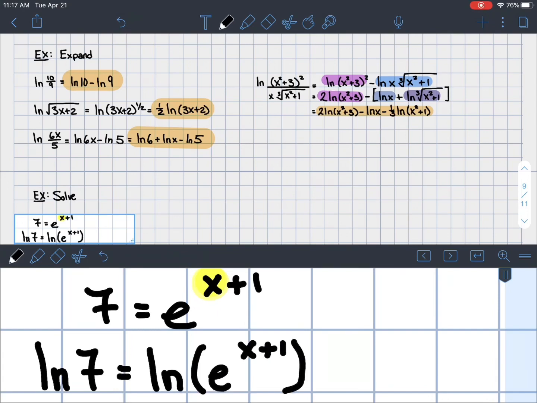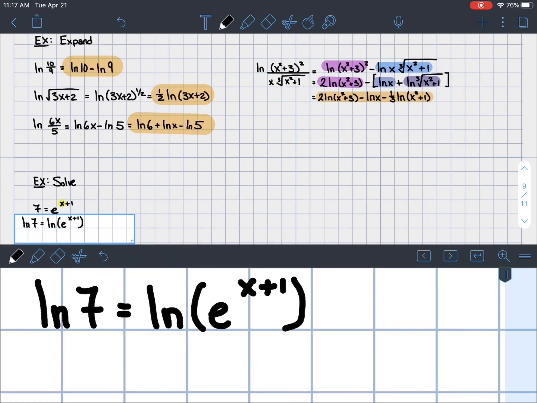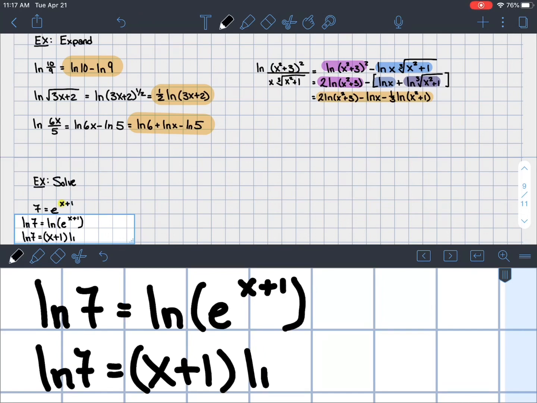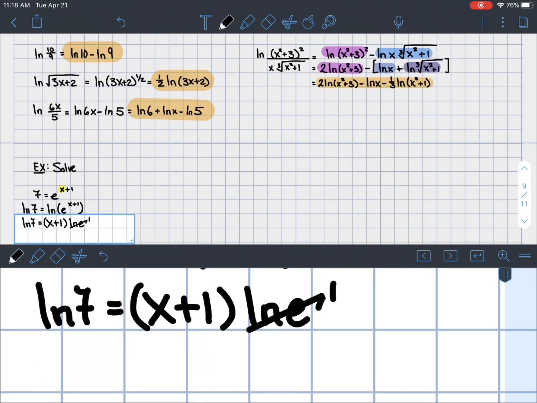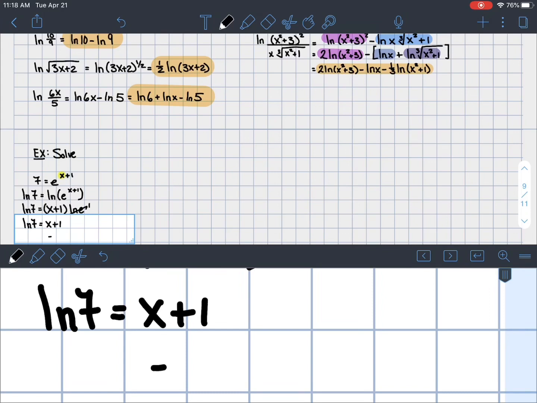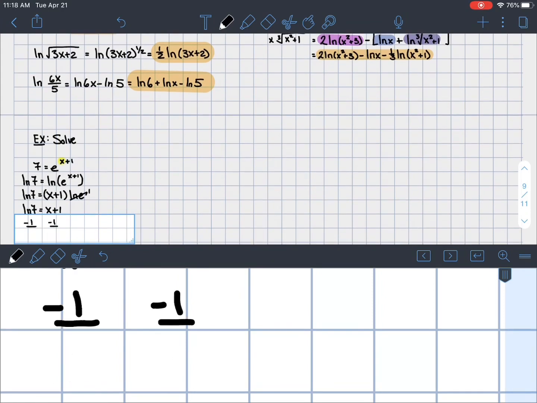I'm going to do this part out explicitly. Look at that exponent rule. That x plus 1 comes out front, and ln of e is just 1. Usually when we do these in class, we skip right to the ln and e canceling each other out and pulling that exponent down. But really, it's been this exponent rule the whole time. Either way, you're going to get natural log of 7 equals x plus 1 for your next step, and then it's as easy as moving the 1 to the other side of the equation.